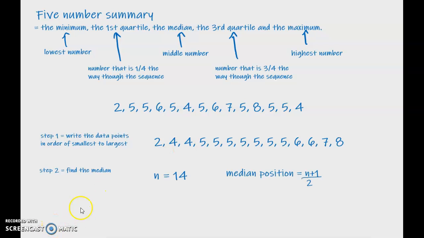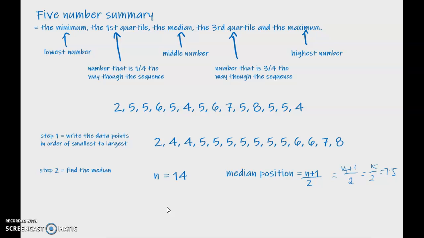Okay, the next step is we need to find the median. Now you can do this one of two ways. For both ways, you need to recognize that the number of scores is 14. That's what n equals 14 means. If you're going to do it with a formula, the position of your median can be found by using (n plus 1) divided by 2. So that's 15, because 14 plus 1 is 15, which is 15 divided by 2, which is 7.5.